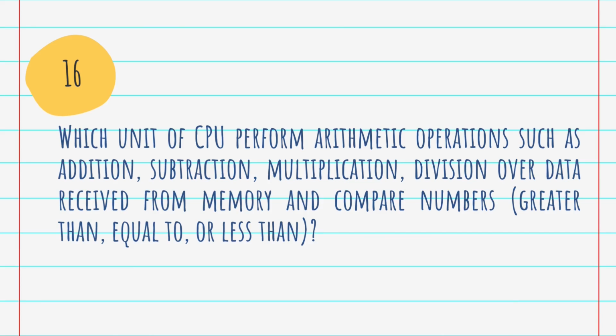Question number 16. Which unit of CPU performs arithmetic operations such as addition, subtraction, multiplication, division over data received from the memory and compares numbers greater than, equal to or less than? Answer is the arithmetic logic unit, that is the ALU. ALU performs all calculations of the computer system.